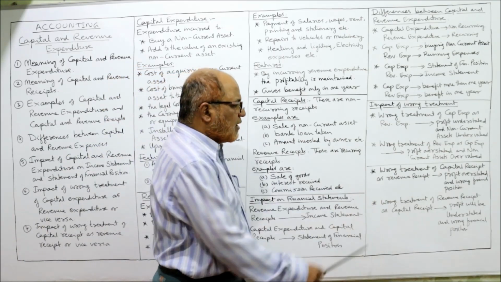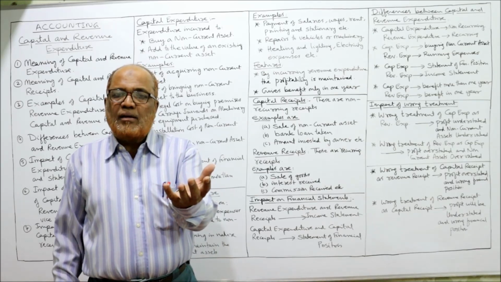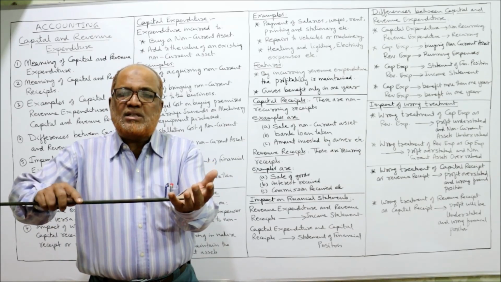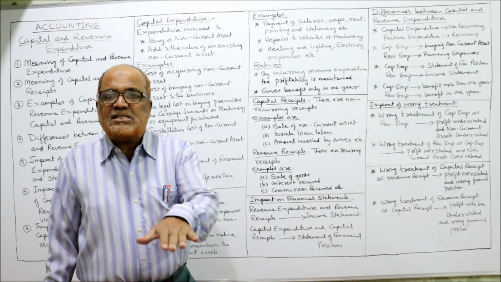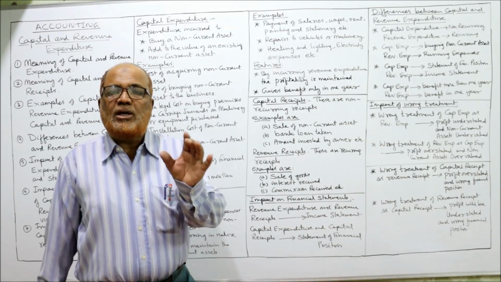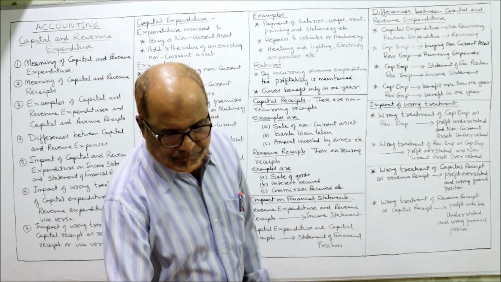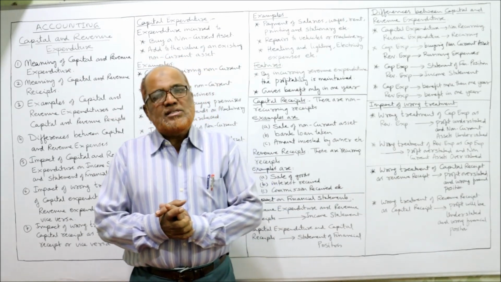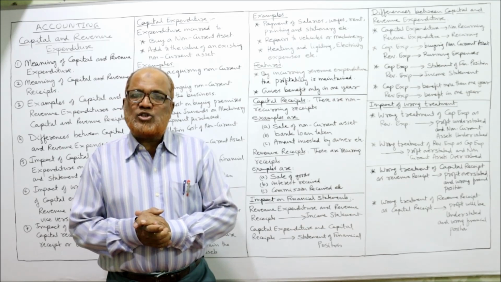Similarly, wrong treatment of revenue receipt as capital receipt. Some revenue receipt is there, but unfortunately that revenue receipt is treated as a capital receipt. Then profit will be understated and financial position will also not show the true and fair picture of the business accounts. That's all. This is the end of the theory part of capital and revenue expenditure.